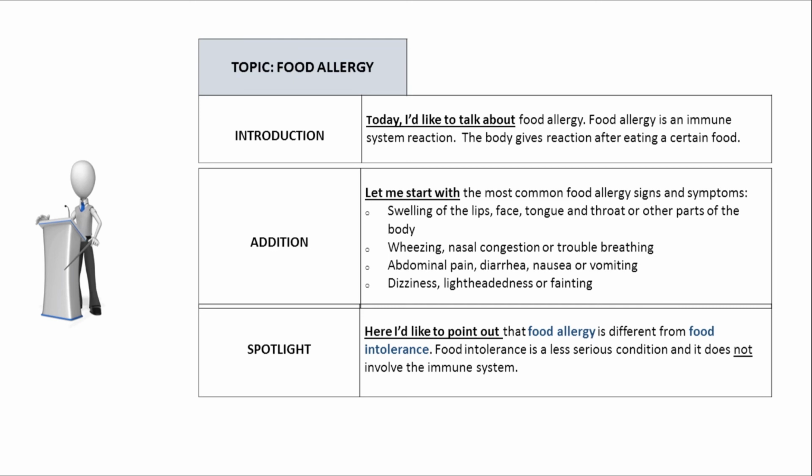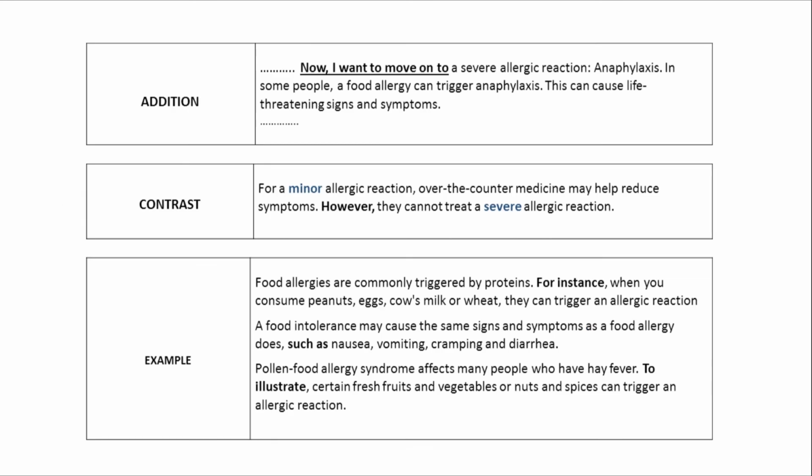Spotlight. Here I'd like to point out that food allergy is different from food intolerance. Food intolerance is a less serious condition and it does not involve the immune system. Addition. Now I want to move on to a severe allergic reaction, anaphylaxis. In some people, a food allergy can trigger anaphylaxis. This can cause life-threatening signs and symptoms.